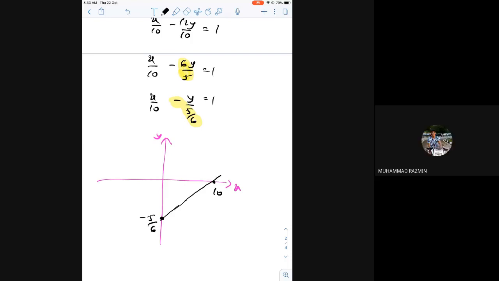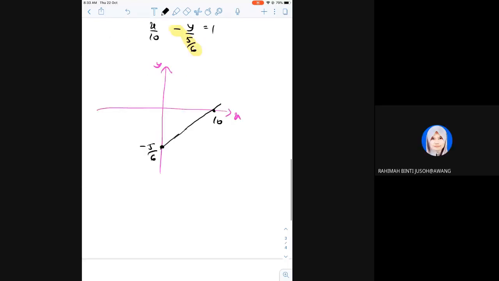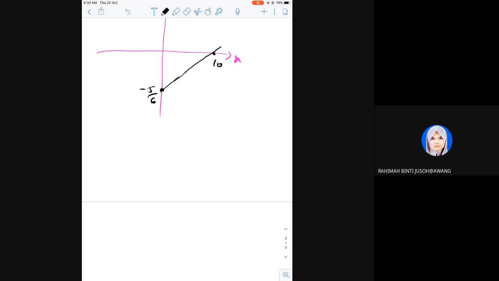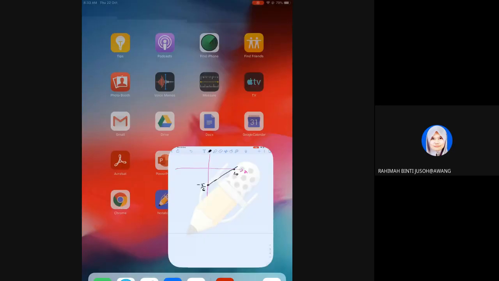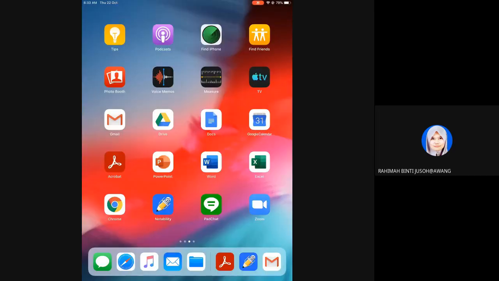Understand? Yeah. The intercept form is very important because this is the fastest way to sketch the straight line. You're going to use this step until chapter 4. Okay, so that's why I always ask my students to understand the intercept form because it's very fast to sketch the line or plane later. Okay, so now let's take a look at exercise in your module.